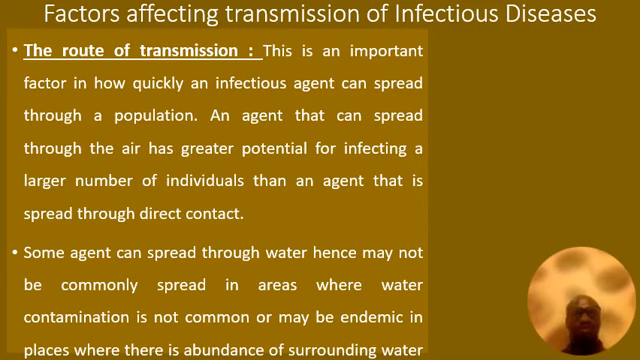And some agents can be spread through water, though these are commonly experienced in places where we have large water bodies and may not be common in places where there is no water. For instance, in the desert, there's no water, so infectious disease transmitted through water is largely not present in such an environment. So the route of transmission determines how fast, how rapid an infectious agent can be transmitted.